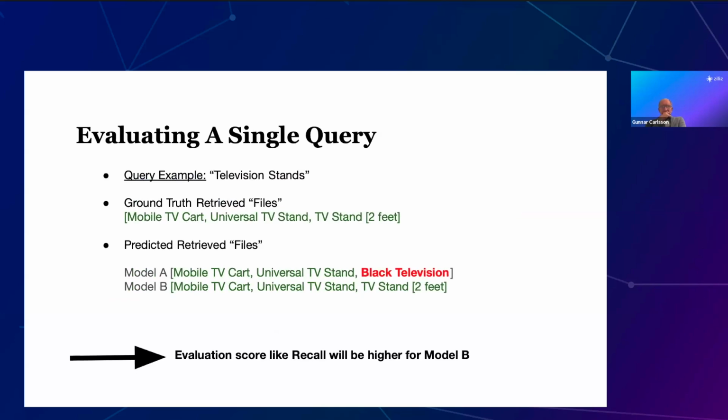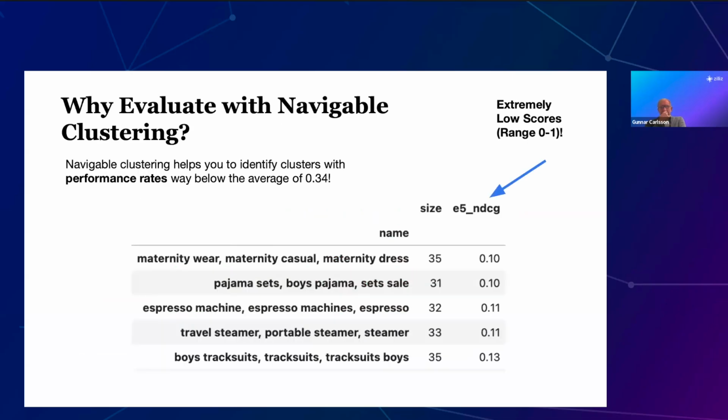We talked a bit earlier about how, if you looked at a single query and wanted to understand why the performance score took the value that it did, a performance score will be higher when it's rewarding correct predictions. Here, model B gets more correct predictions, so it has a higher score than model A, which incorrectly predicted an irrelevant product for this goal.